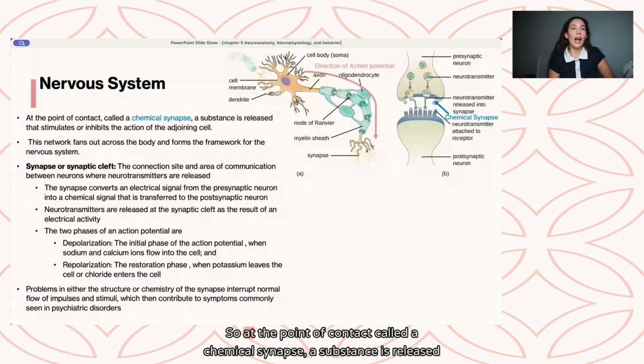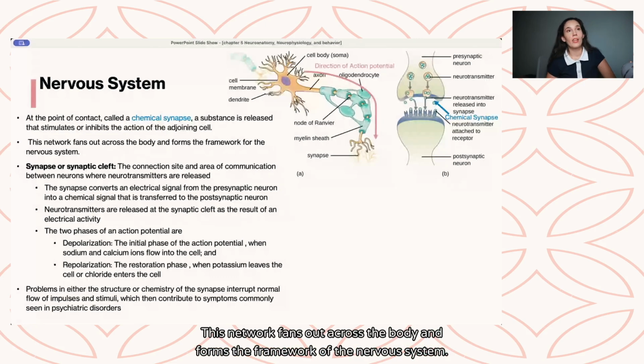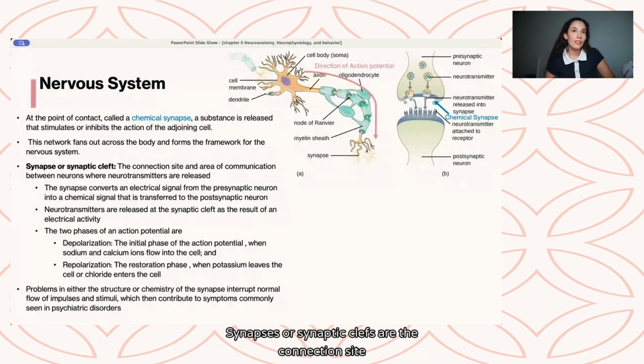So at the point of contact called a chemical synapse, a substance is released that stimulates or inhibits the action of the adjoining cell. This network fans out across the body and forms the framework of the nervous system. Synapses or synaptic clefts are the connection site and the area of communication between the neurons and the neurotransmitters. The synapse converts an electrical signal from the presynaptic neuron into a chemical signal that is transferred to the postsynaptic neuron. So again, starts as electrical, then goes to chemical.